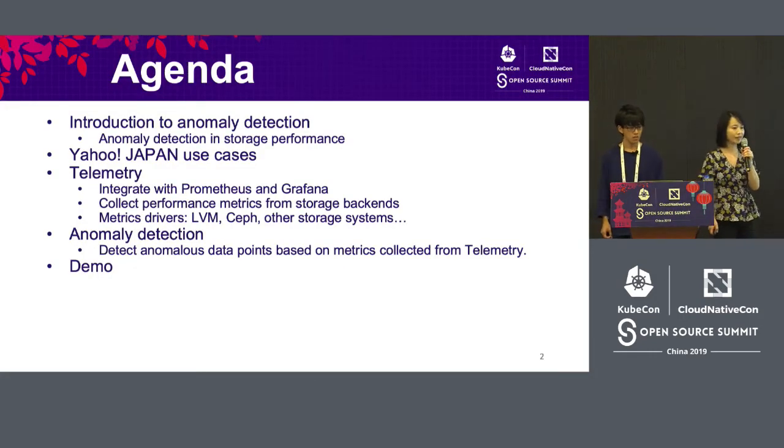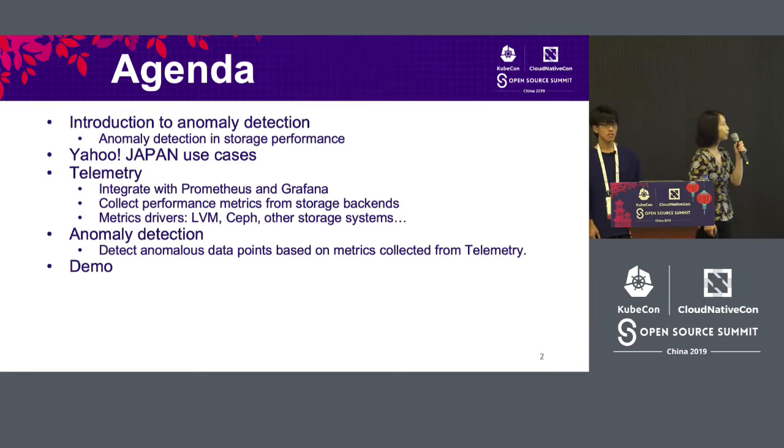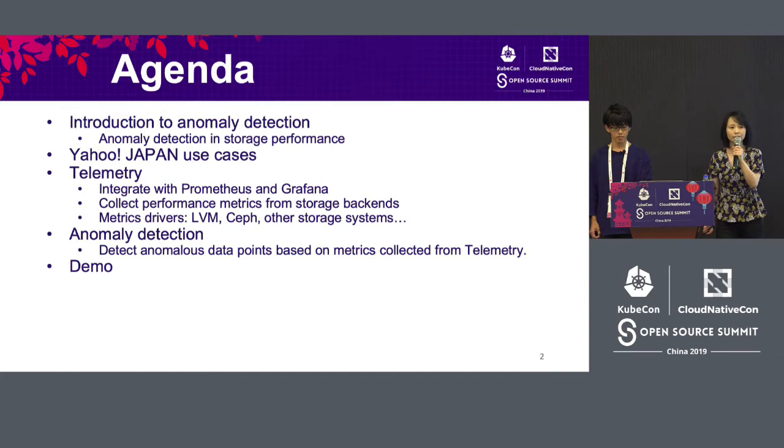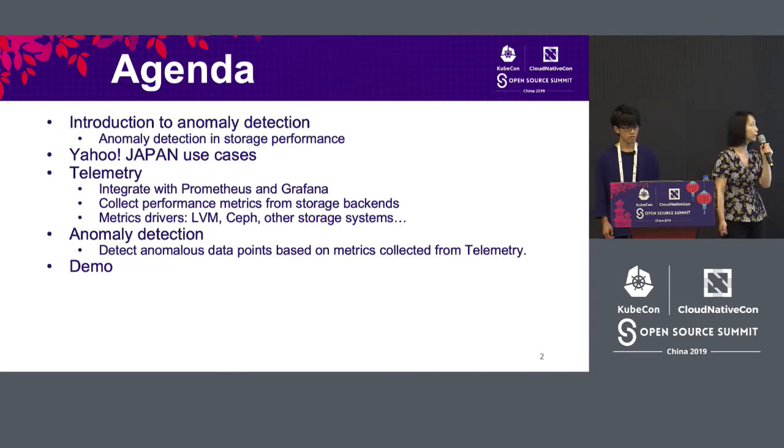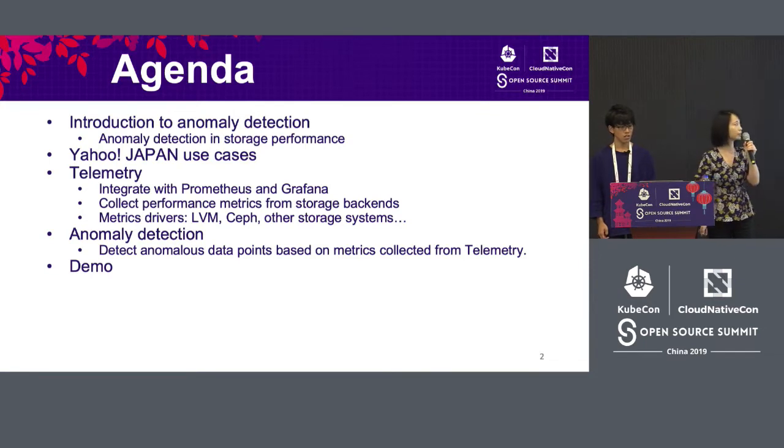Here's the agenda for today. First, we'll do a brief introduction to anomaly detection, and our focus is on doing anomaly detection in storage performance. Takei-san will talk about Yahoo Japan's use cases. We'll talk about telemetry, a project that integrates with Prometheus and Grafana, collecting performance metrics from storage backends. And we're doing anomaly detection using the data collected from the metrics module. And we'll do a demo.